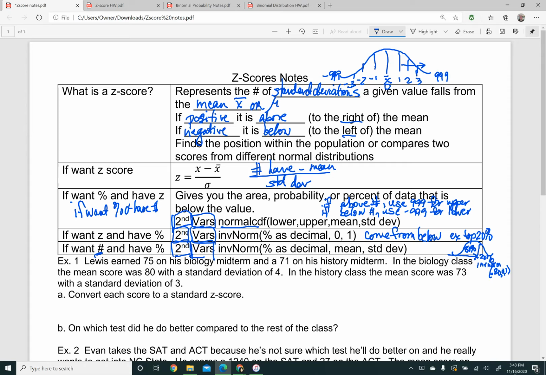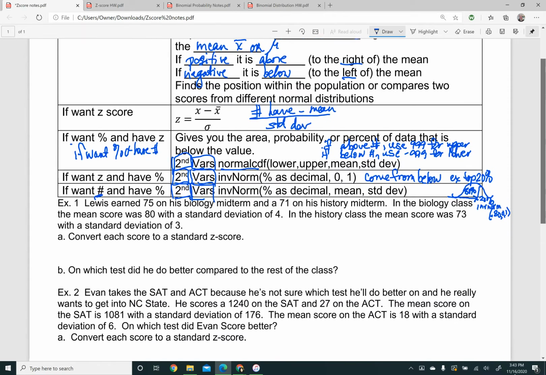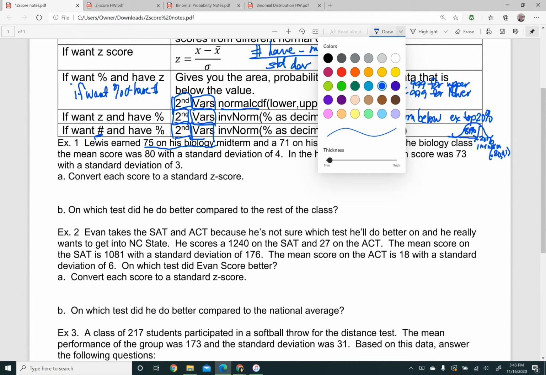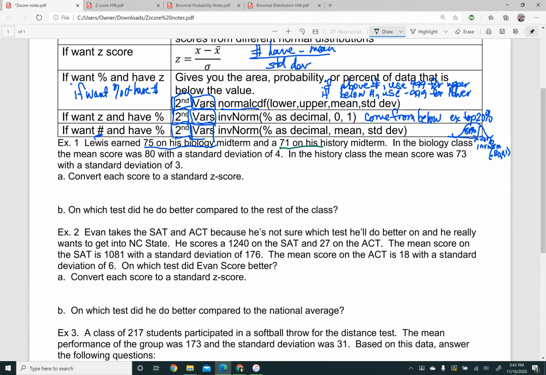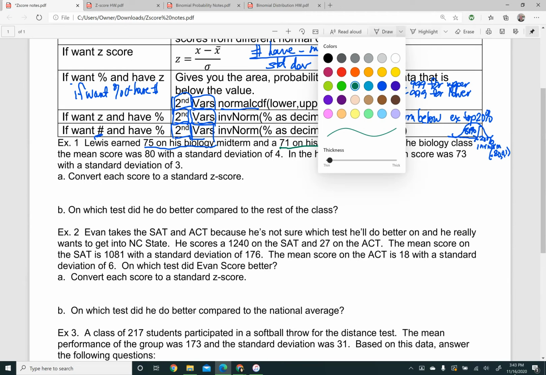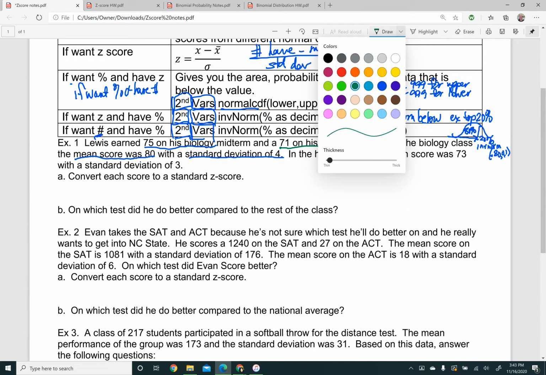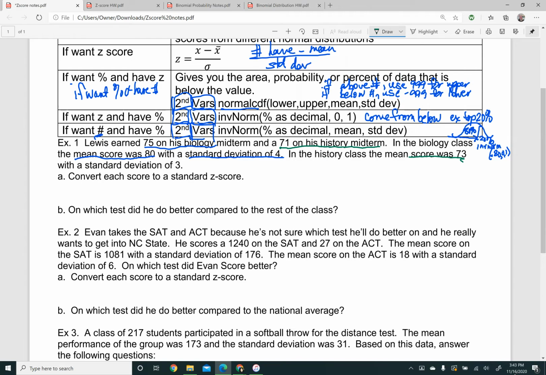So let's do some examples and look at some homework problems. So it says Lewis earned 75 on his biology midterm, and then he earned 71 on his history midterm. And his biology midterm had a mean score of 80 and a standard deviation of 4, where his history midterm had a mean score of 73 and a standard deviation of 3.